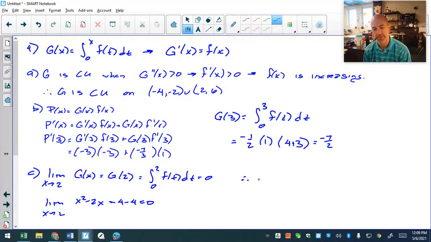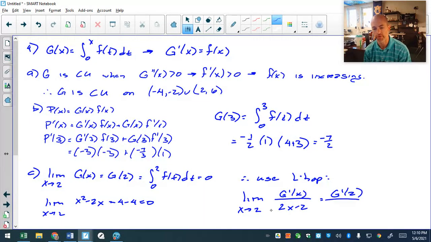I guess I'll make a note. Therefore, I will use L'Hopital's rule, which means we take the derivatives of top and bottom. So the limit as x approaches 2 of g prime of x over 2x minus 2, which would be g prime of 2 over 4 minus 2, which is 2. G prime of 2 is going to be f of 2. F of 2 is negative 4. So your answer is negative 4 over 2.